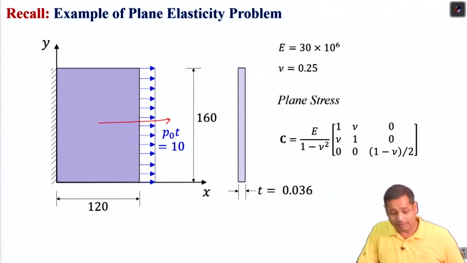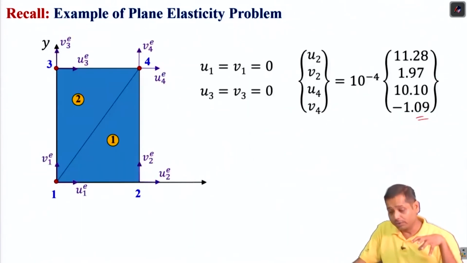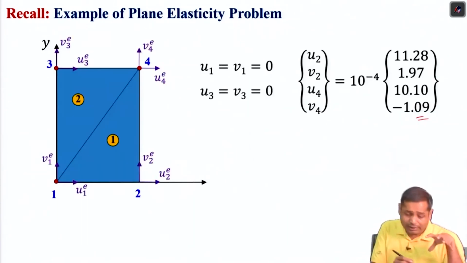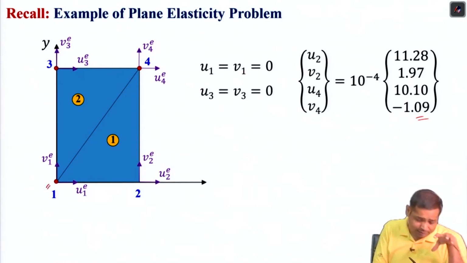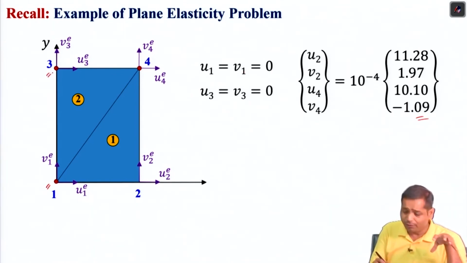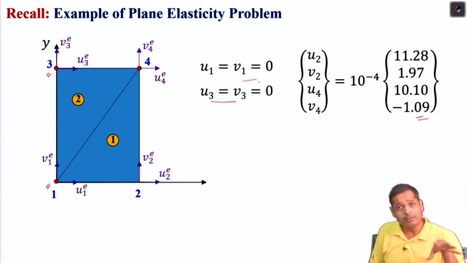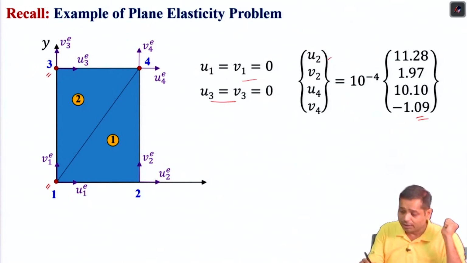also to be symmetric. But if you look at the solution, for this problem U1, V1 will be at this point, this is the boundary. These two are boundary points, therefore U1, V1 and U3, V3 are 0. These are the boundary conditions we need to impose after we have the global stiffness matrix, and then when we solve these condensed equations, we get these solutions.